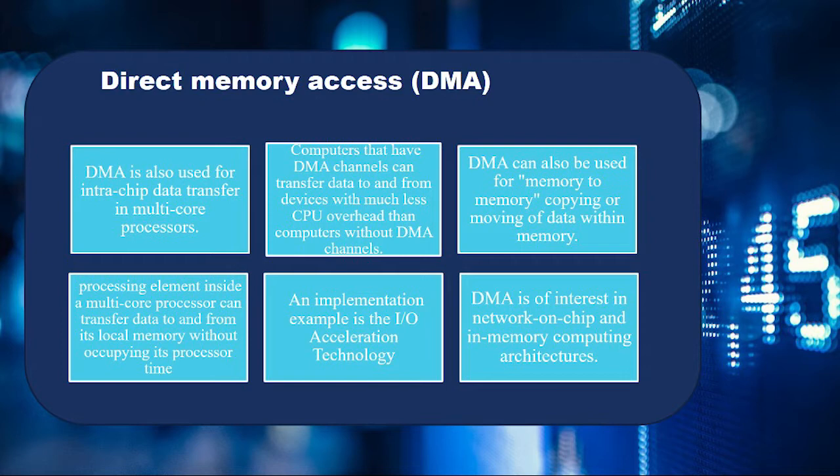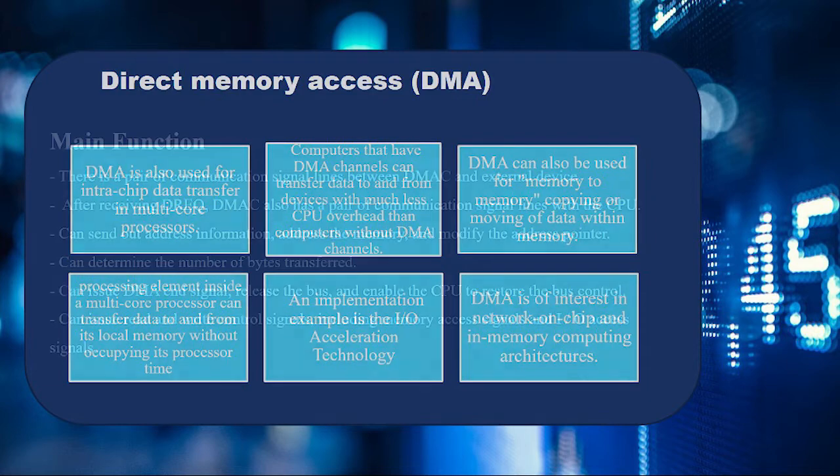DMA can also be used for memory-to-memory copying or moving of data within memory. DMA can offload expensive memory operations, such as large copies or scatter-gather operations, from the CPU to a dedicated DMA engine. An implementation example is the input/output acceleration technology. DMA is of interest in network-on-chip and in-memory computing architectures.